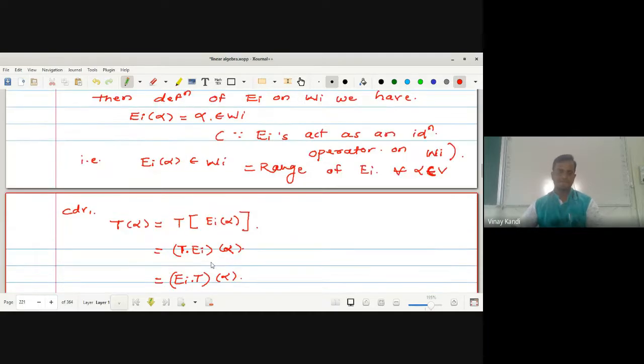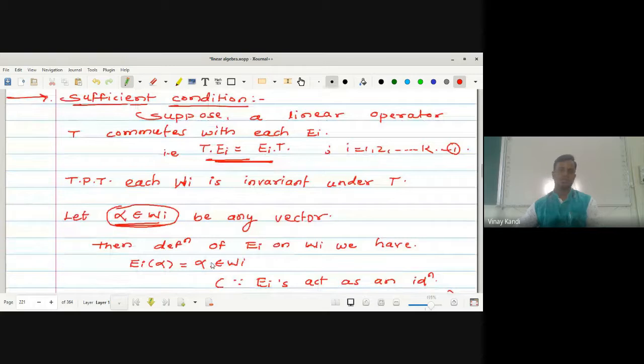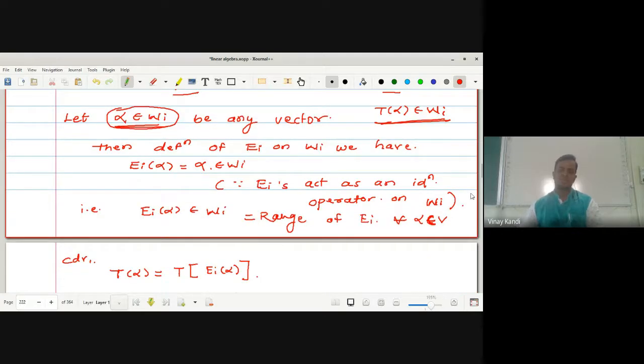Look here one second. Suppose the linear operator T commutes with each Ei, that is T into Ei is equal to Ei into T. And we have to prove that this Wi is invariant under T. So let alpha belongs to Wi be any vector, and we are going to prove T of alpha belongs to Wi. Now by the definition of Ei on Wi, what do we get? Ei of alpha is equal to alpha, for all the elements belonging to Wi.